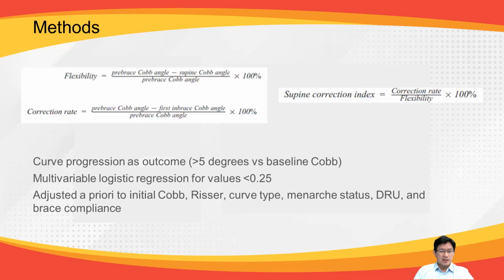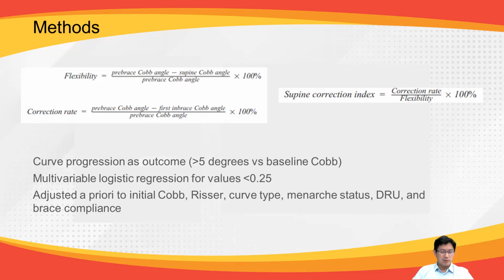Now, these are the important equations that you need to take note of. Flexibility is determined as the pre-brace Cobb angle minus the supine Cobb angle over the pre-brace Cobb angle, while correction rate is the pre-brace Cobb angle minus the first in-brace Cobb angle over the pre-brace Cobb angle. And as I mentioned, the Supine Correction Index is correction rate over flexibility.